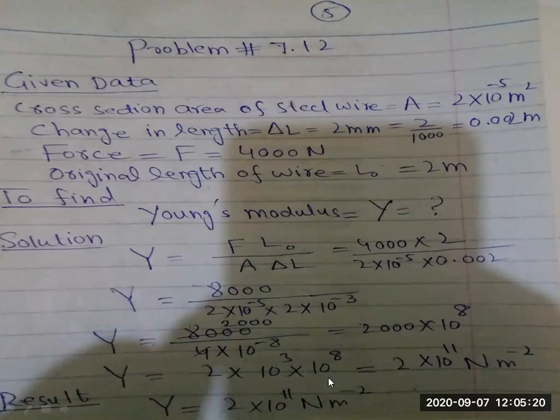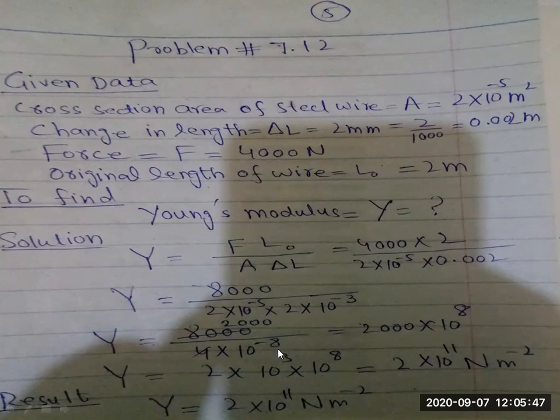Newton per meter square is the unit of Young's modulus. Because the unit of length is meter, this meter will be cancelled with this meter at the bottom. Force unit is Newton and area unit is meter square. If you take meter square on the top, it will be m minus 2. So Young's modulus is 2 times 10 to the power 11 Newton m minus 2. It is my required result.